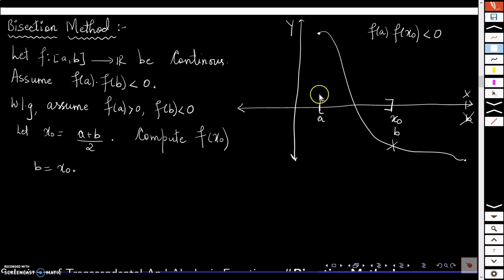Now what I have done, we knew that between a and b there is at least one root, which was a bigger interval. So we have divided that interval into half. And in this interval now, definitely there will be a root.